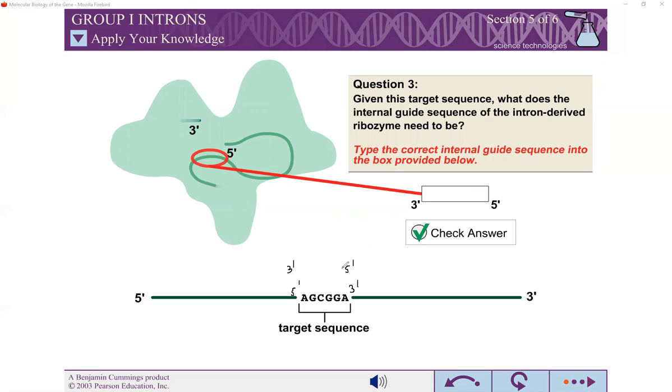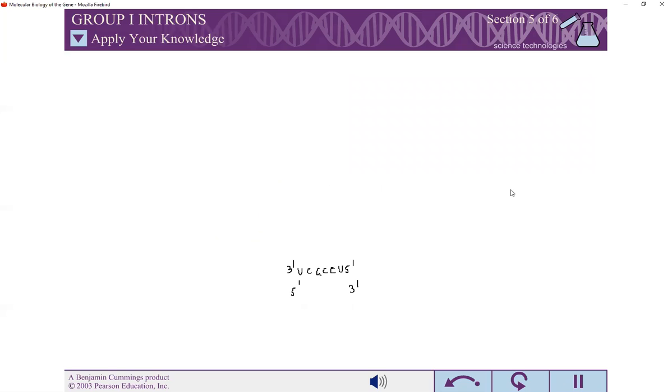So adenine will bind with uracil, guanine will bind with cytosine, guanine with cytosine, cytosine with guanine, guanine with cytosine, and adenine with uracil. So you will have a sequence UCGCCU. Okay, just writing the answer there.